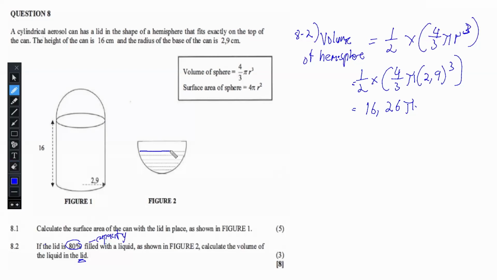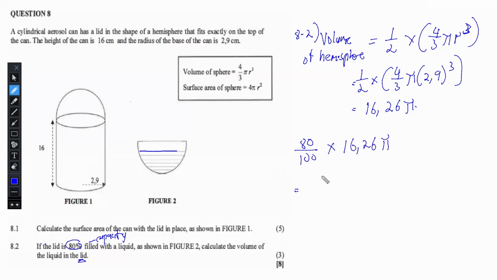So it's 80% filled with the liquid. And then calculate the volume of the liquid in the lid. So this represents the 100%, the volume, the maximum capacity of the lid, right? But then we are told that this is only filled up to 80%. So that means we have to calculate 80% of the full capacity of the lid. So how do we do that? Simply 80/100 multiplied by the 16.26 pi, right?